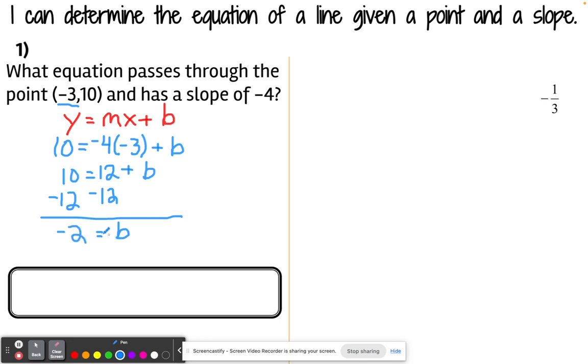So now I can write my equation. Y equals, I know my slope is negative 4, negative 4x. And now I know my b is negative 2, so minus 2.